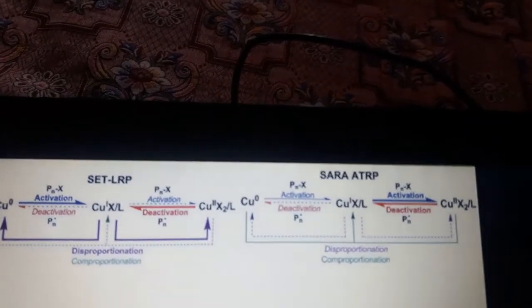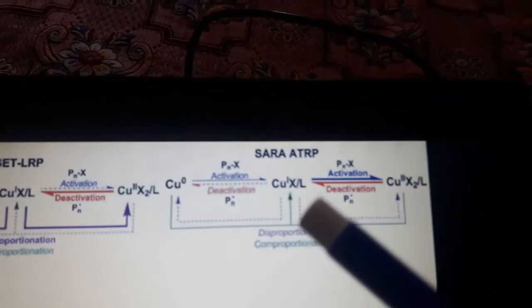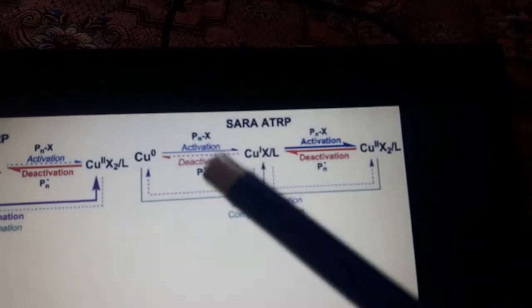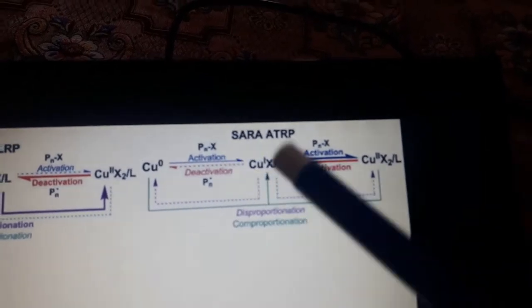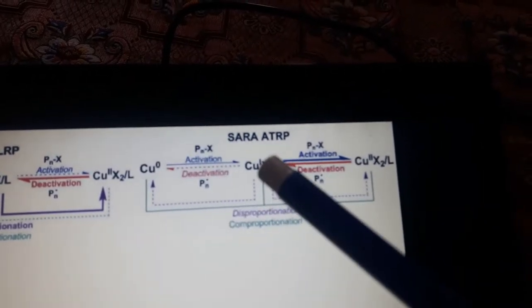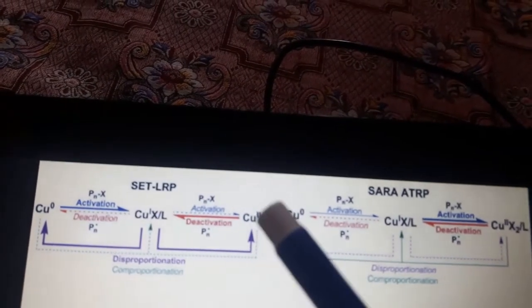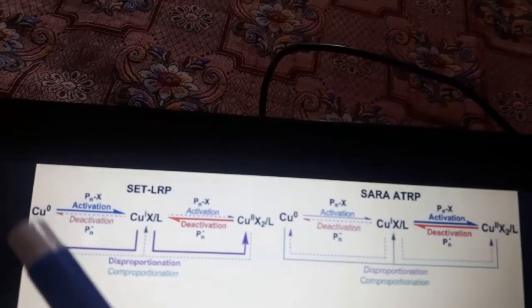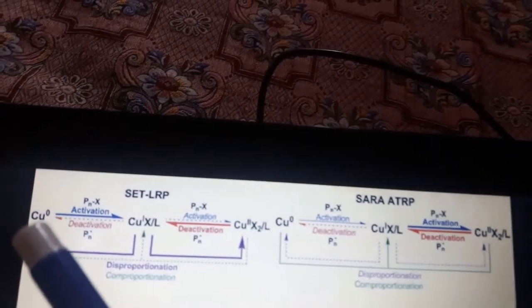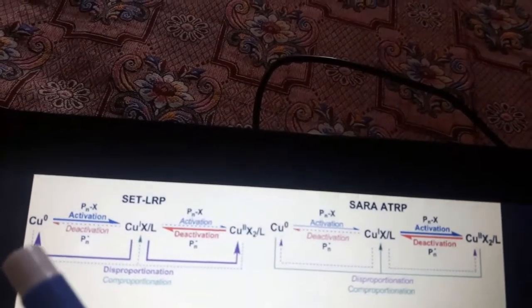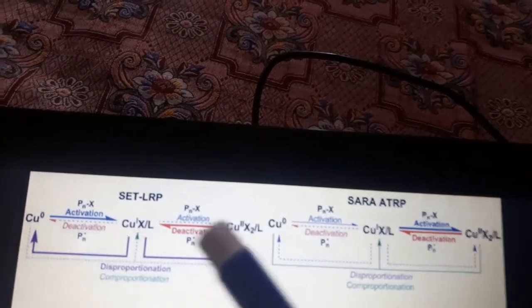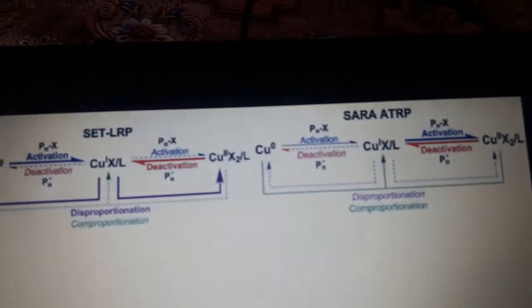The outer sphere and inner sphere. So this is the inner sphere, the species which is inside. SARA is actually concerned with, or focusing on, inner sphere electron transfer, but SET-LRP is focusing on the outer sphere, that is, the species which is outside the reaction, at the extreme end, and they are actually the major contributor for this reaction. So that's why it is called outer sphere.